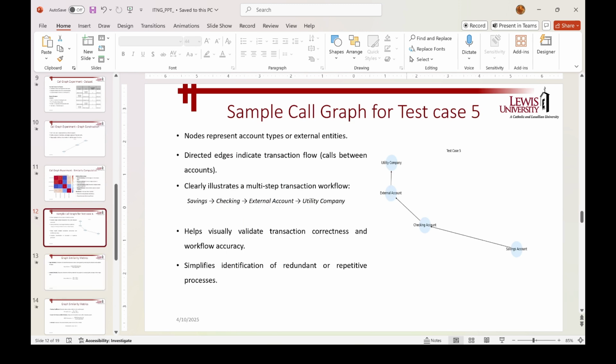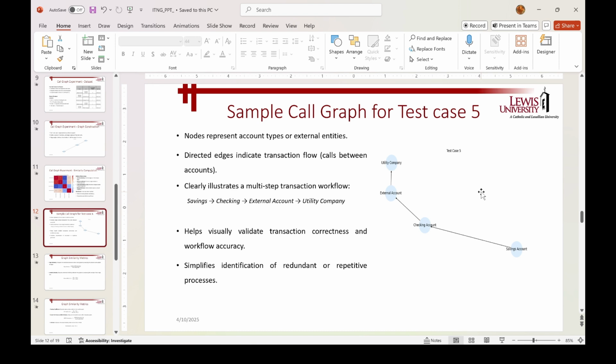Sample call graph for test case 5. This is test case 5. We are using this as an example to explain call graphs. Let's take a closer look at an actual call graph from test case 5 which involves typical banking operations. The graph clearly illustrates a sequential workflow starting from savings account, followed by checking, external and utility payment account. Each node represents a distinct banking component, while directed edges demonstrate the exact flow of function calls and interactions.